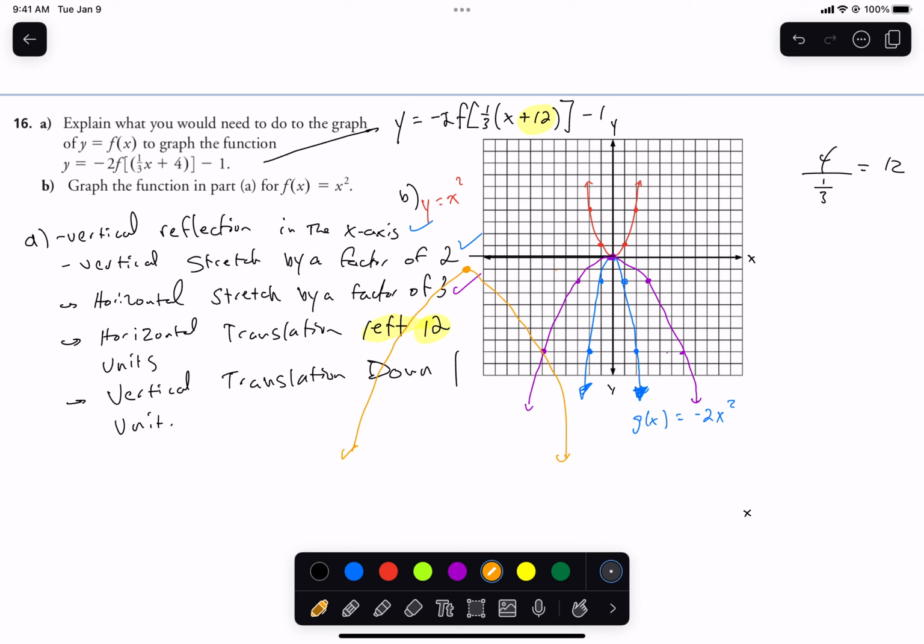The final transformed graph is going to be what we will call H of x, and I'll write these in. It might actually be helpful to see the equation. H of x is equal to negative 2 f of 1/3 x plus 12 squared minus 1. That's what it would look like as an equation.